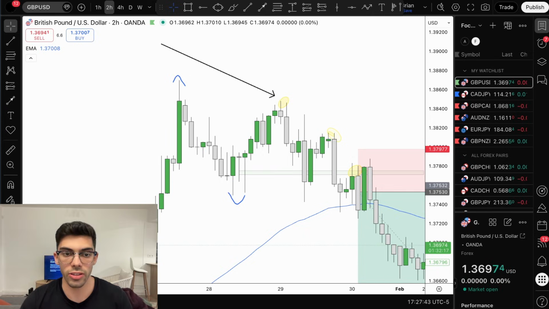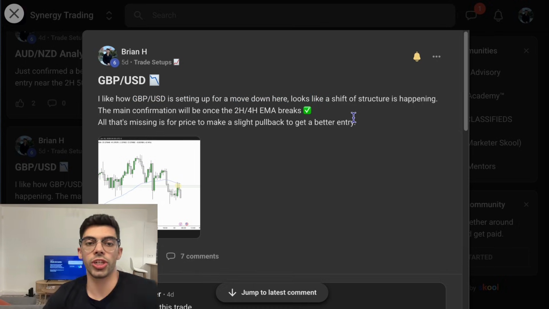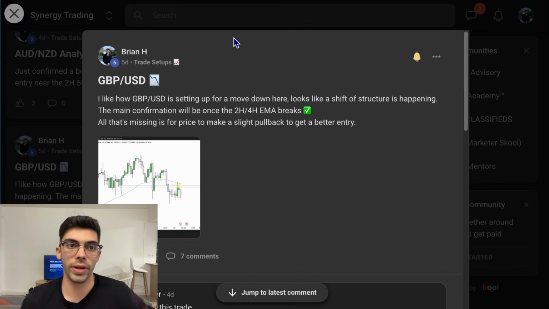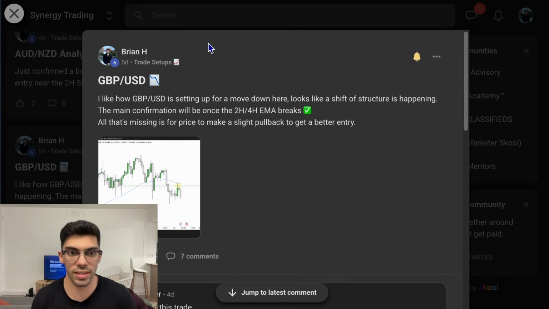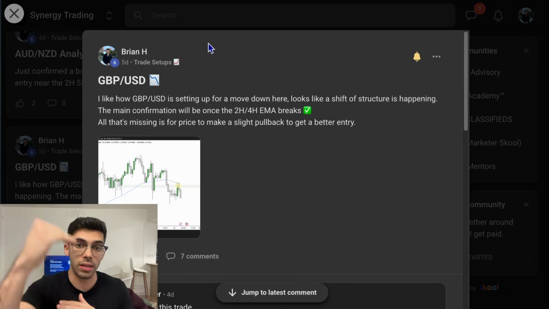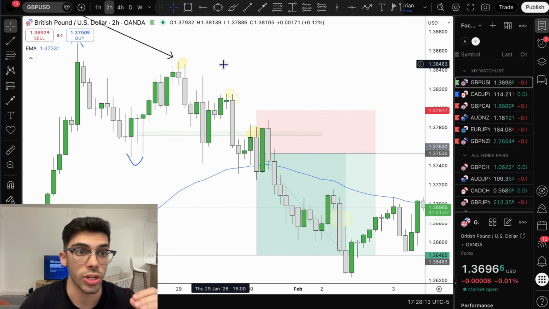I'm gonna mark it up now on the chart, just so you guys can see the before and the after and my thought process about what I was thinking when I was looking to take this trade. The main confirmation that I was looking for, which I didn't have before entering, but I was looking for it because once I entered in, I knew that if that occurred, then the trade was likely to hit take profit, was that the 2-hour and the 4-hour EMA broke below. That means that price would start to trade below that moving average, which you see right here.